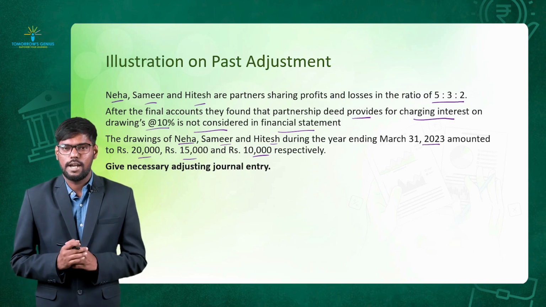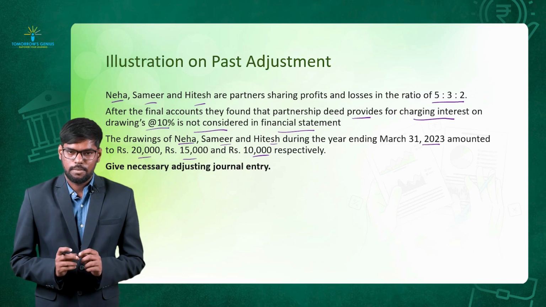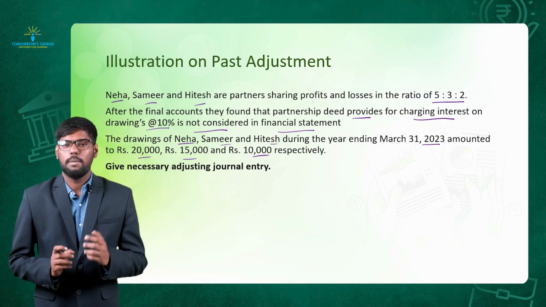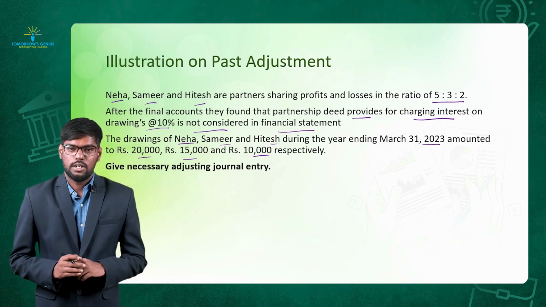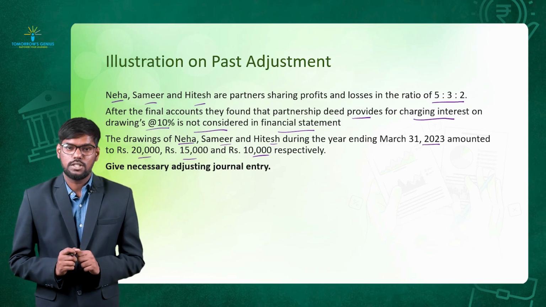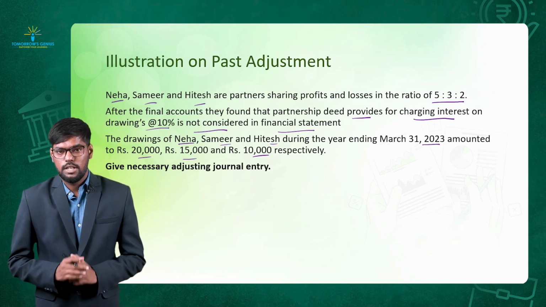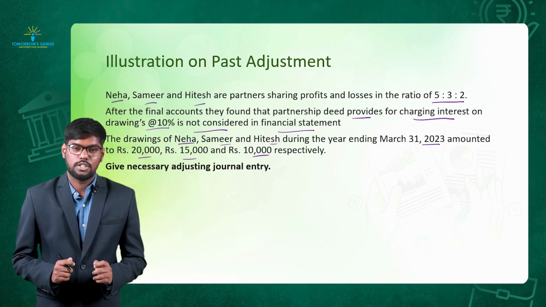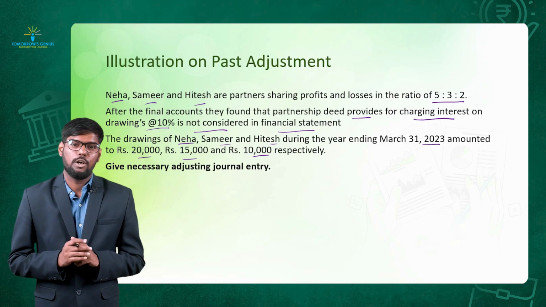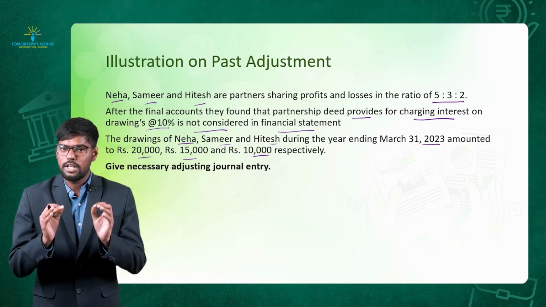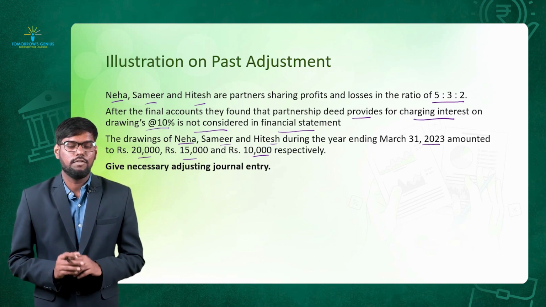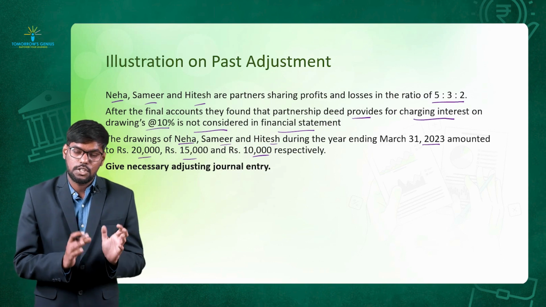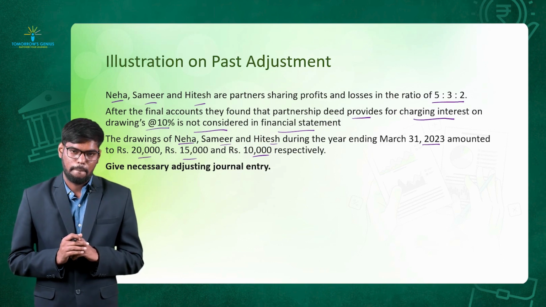First of all, we have to understand what are the two effects of interest on drawing. Interest on drawing is always income for the partnership firm from the business, right? It's income for the partnership firm and expense for a partner. If it is income for the partnership firm, then we have to record the same on the credit side of the profit and loss appropriation account. And if it is an expense for a partner, then we have to record it on the debit side of the partner's capital account, right?